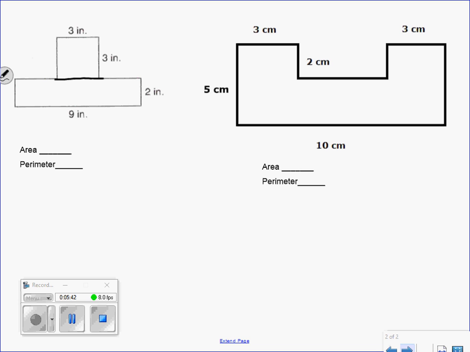divide it right there. So I have a square at the top, and I know it's a square because the two sides are 3, and I know that all the sides of a square are the same. And then I have a rectangle at the bottom, and I know that that's a rectangle because only opposite sides are the same.